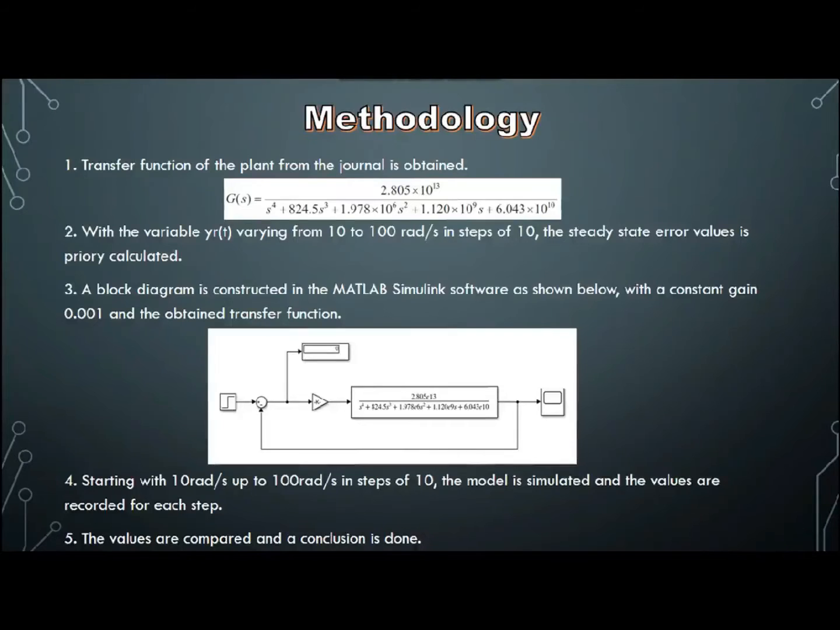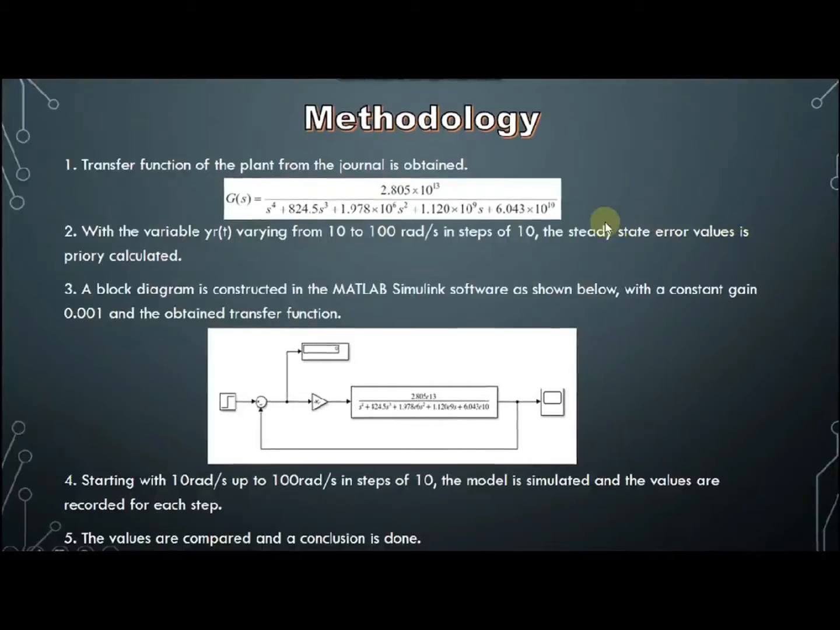First of all, I am going to briefly explain how we did our analysis by explaining the methodology. First, we obtain the transfer function from the given journal. With this transfer function, we calculate our steady state error values with varying reference signal YRT from 10 to 100 radians per second in steps of 10 and tabulate it. This is for us to compare it with our measured values later on.